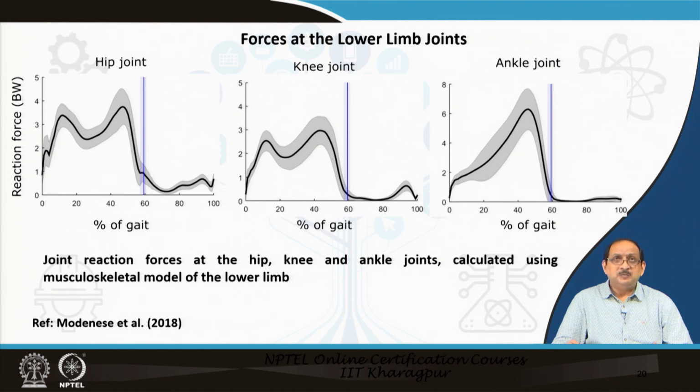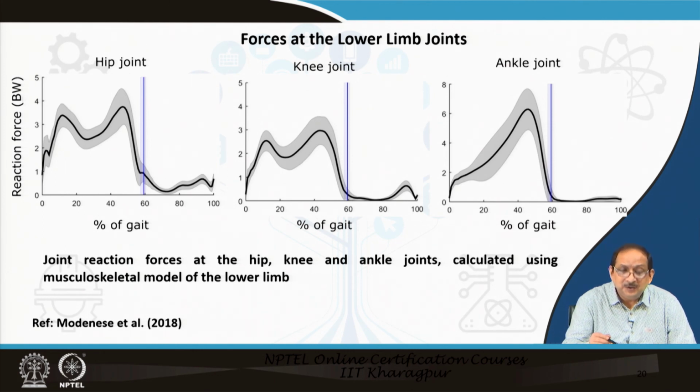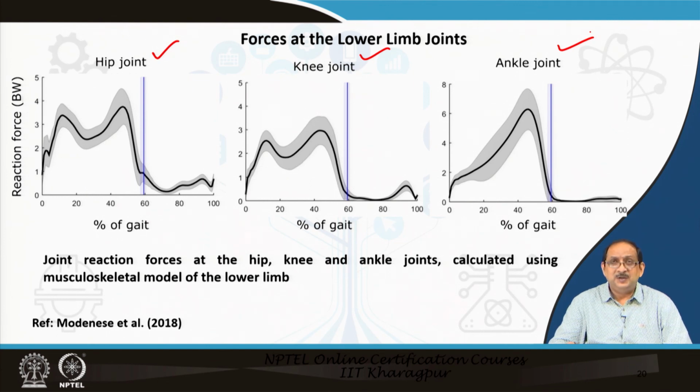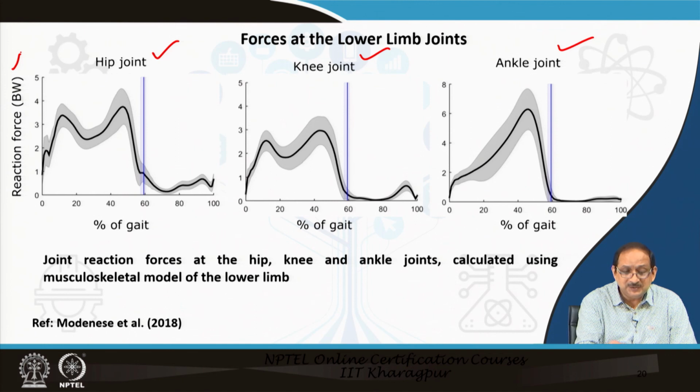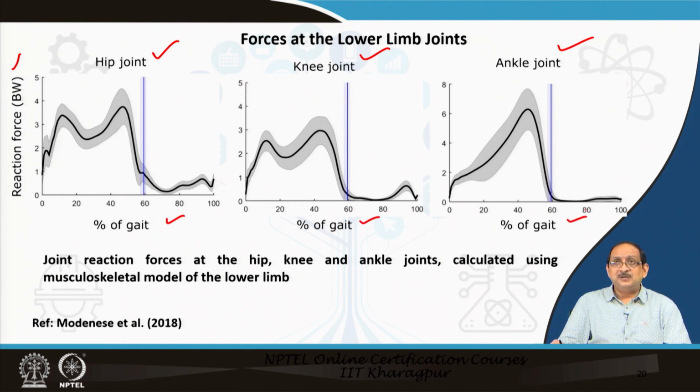Now, finally, we come to the variation of joint forces at the lower limb. So, in this figure, we have plotted the hip joint reaction force, the knee joint reaction force and the ankle joint reaction force in one slide. And the reaction force is expressed in terms of body weight as always, and the x axis is the percentage of the stride cycle or the gait cycle.